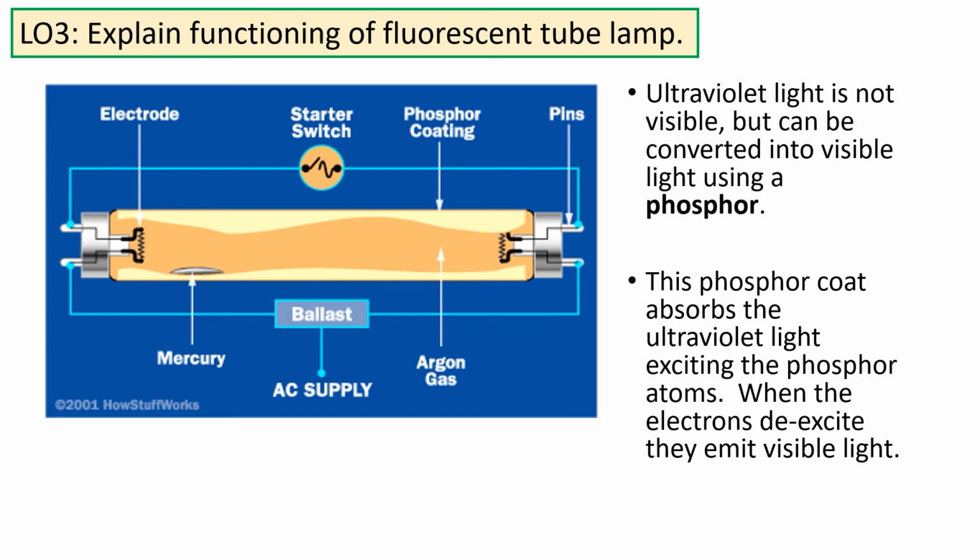Ultraviolet light is, of course, not visible. However, the photons are converted into visible light by a phosphor coating on the outside of the tube. The phosphor coating absorbs the ultraviolet light, exciting the phosphor atoms, and when these atoms de-excite, they emit visible light.